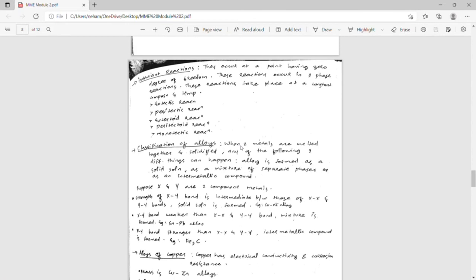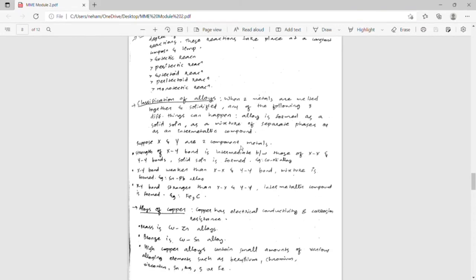Invariant reactions. They occur at a point having 0 degree of freedom. These reactions occur in three-phase reactions. These reactions take place at a constant composition and temperature. These reactions are the eutectic reaction, peritectic reaction, eutectoid reaction, peritectoid reaction, and monotectic reaction.